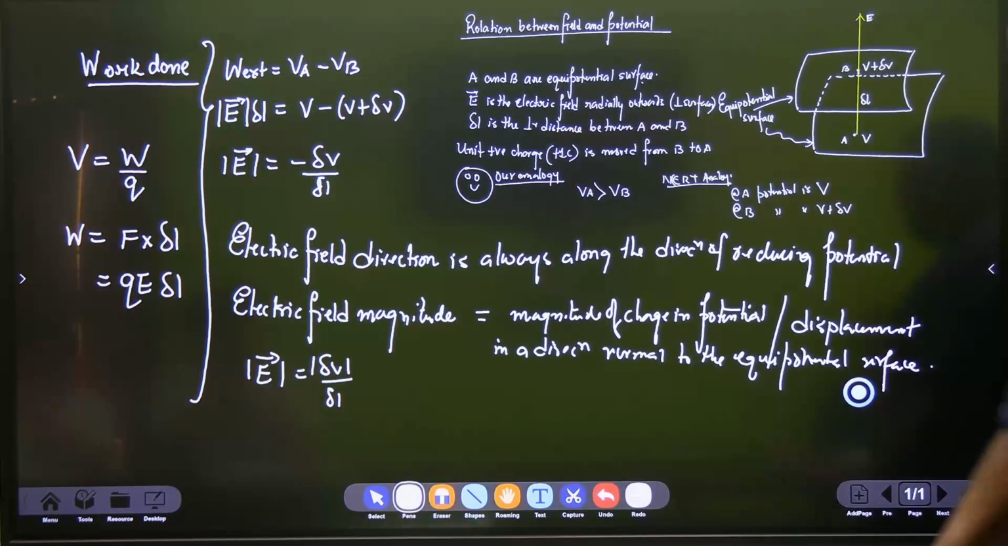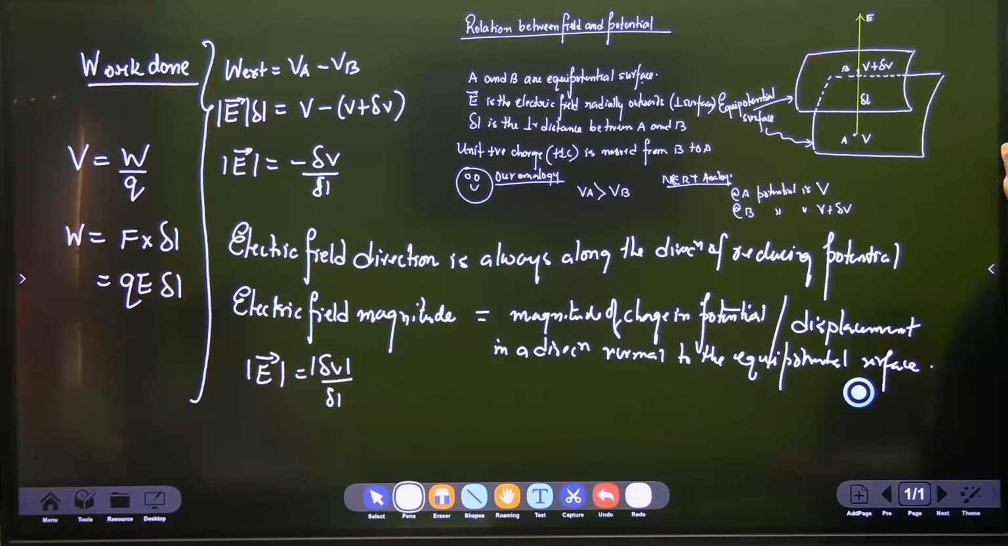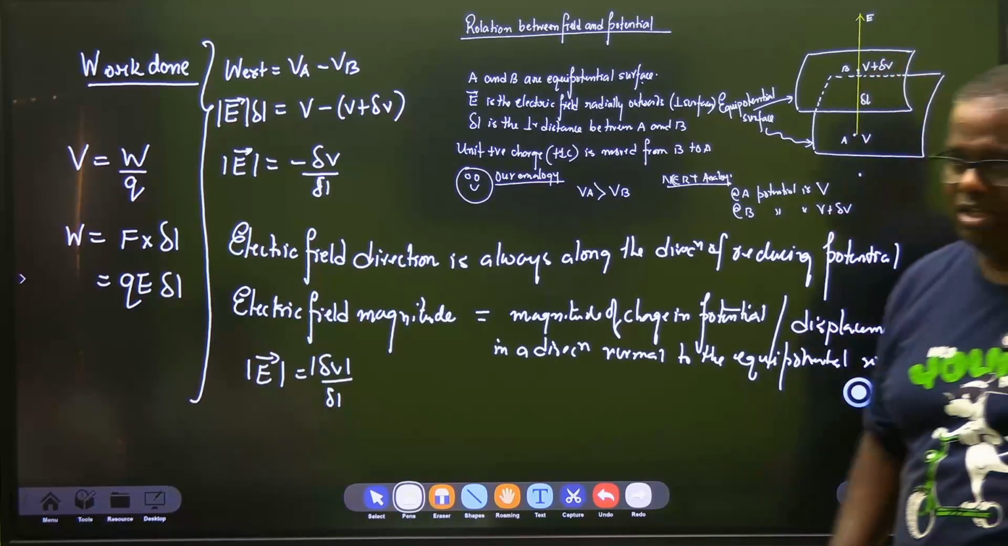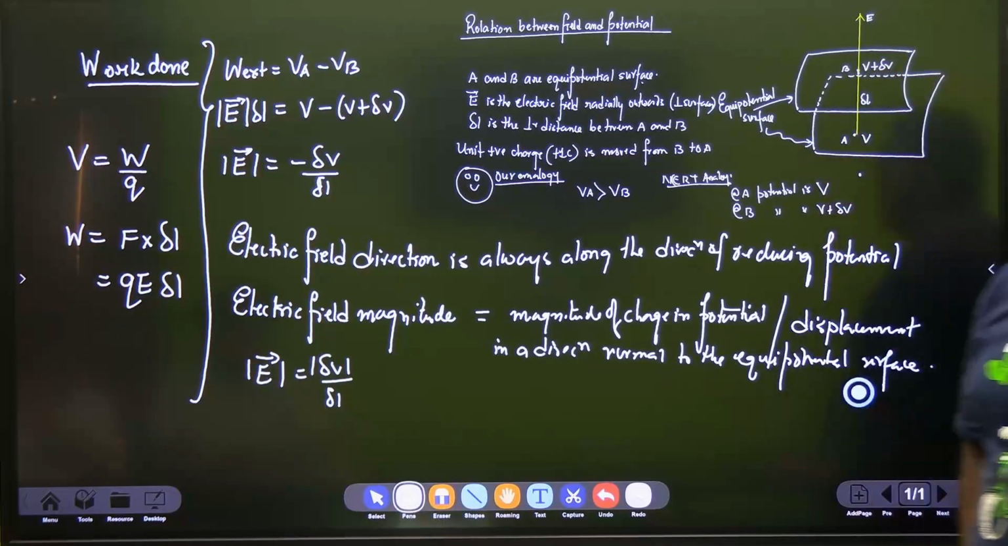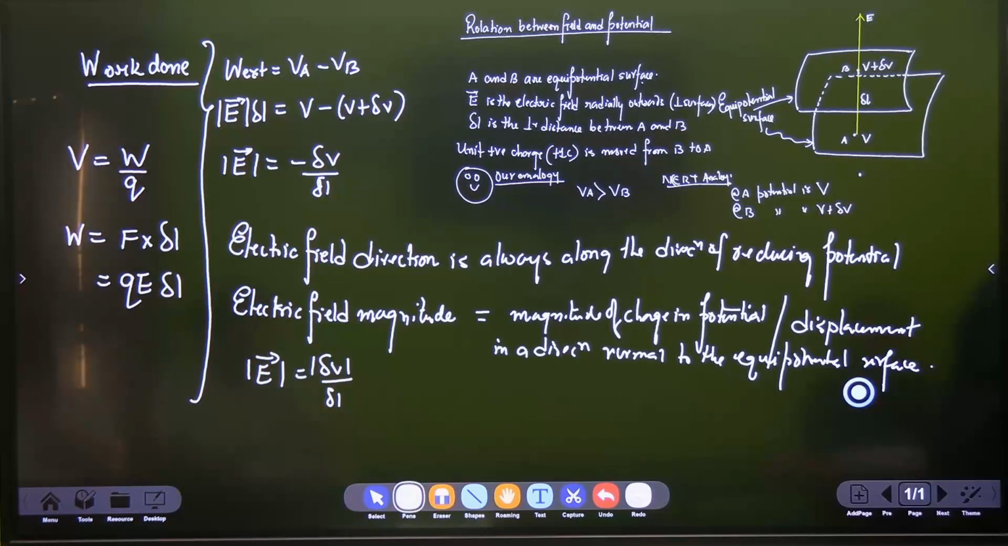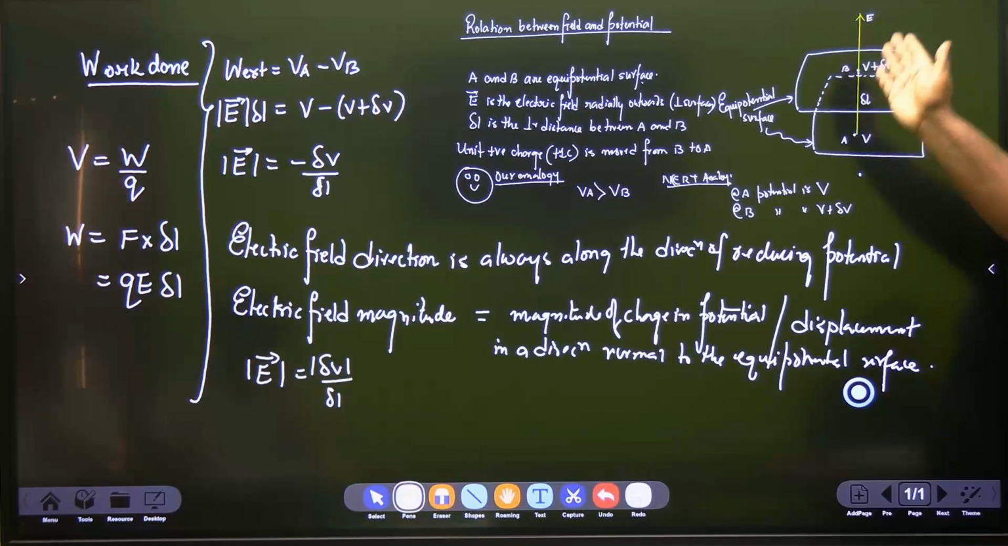But when we go by the NCERT definition, they have taken the potential at A as V and the potential at B as V plus delta V. Our heart says this should be V and this should be V plus delta V. NCERT says no, this is delta V. There's a reason for that. They are showing it because they will prove that delta V is negative. It's a negative gradient.